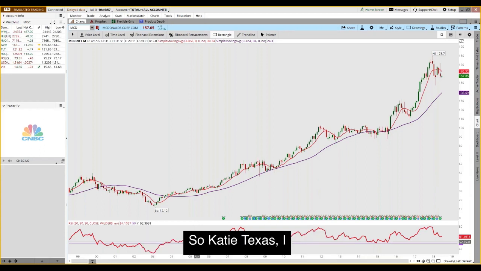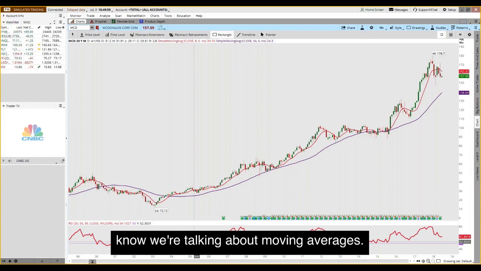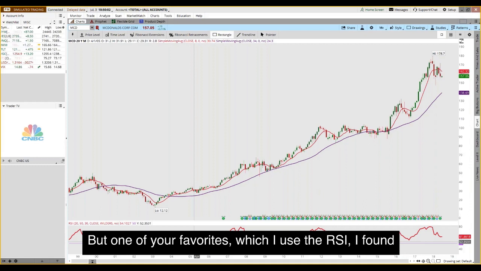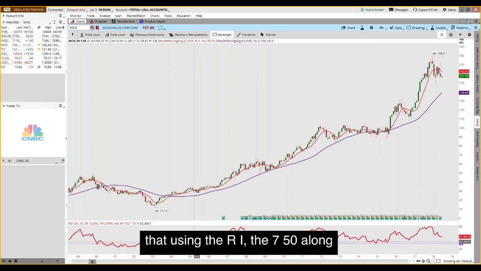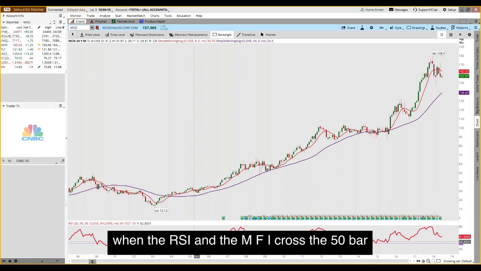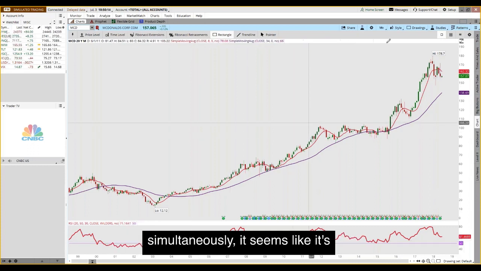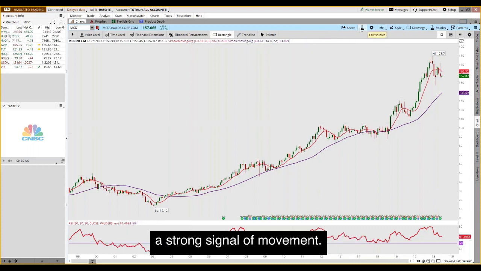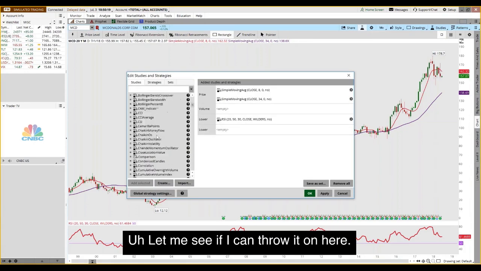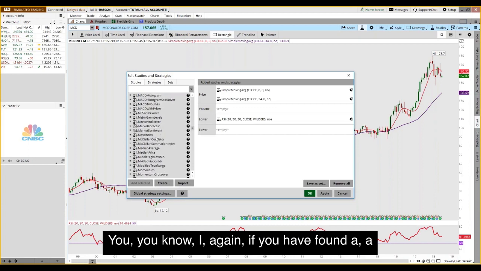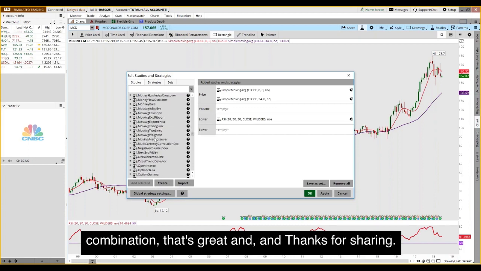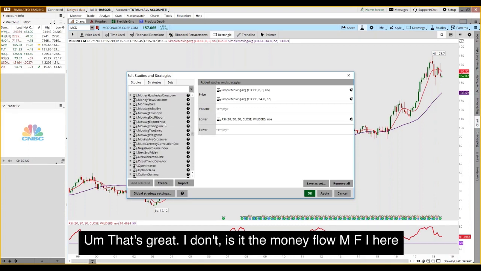All right, so Sam in Katie, Texas says: I know we're talking about moving averages, but one of your favorites, which I use, the RSI, I have found that using the RSI 7, 50, along with the MFI 50, 50, 3, and 3, when the RSI and the MFI cross the 50 bar simultaneously, it seems like it's a strong signal of movement. Let me see if I can throw one on here. Again, if you have found a combination, that's great, and thanks for sharing.